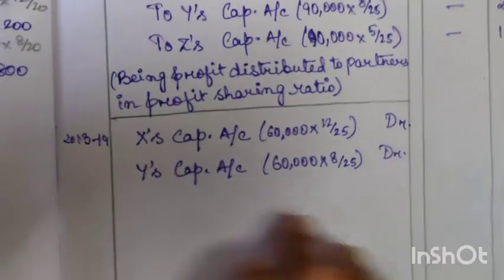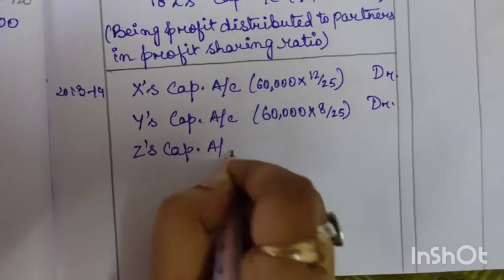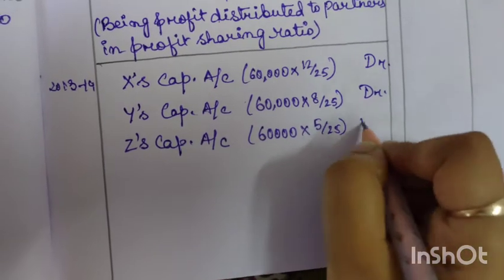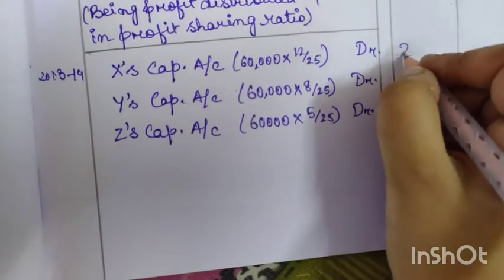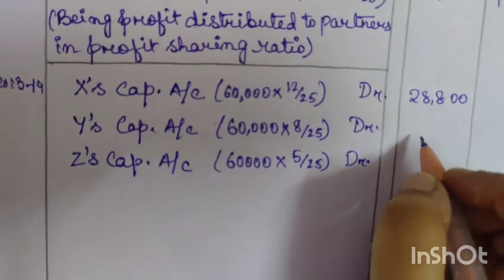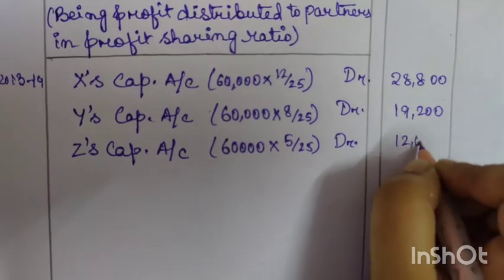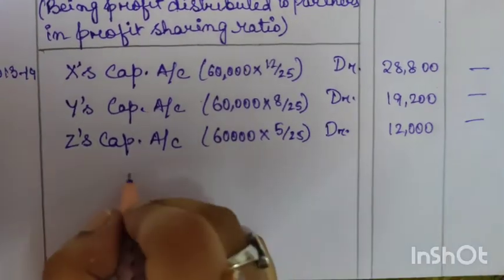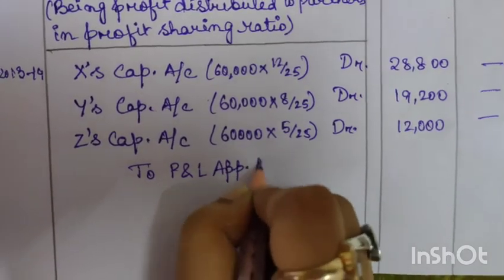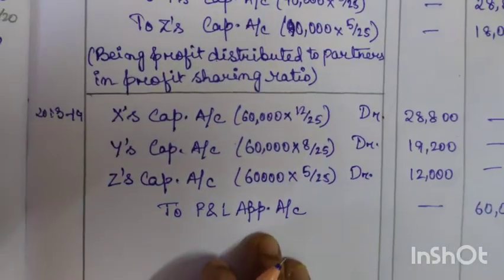Okay, X capital account is debited, Y's capital account is debited. Then Z's capital account, again 60,000 into 5 by 25, that is also debit. So the amount will be, for X it will be 28,800, for Y the amount will be 19,200, and for Z it will be 12,000. Okay, to profit and loss appropriation account, what was the total loss? 60,000. Okay, this is the journal entry in case of loss.